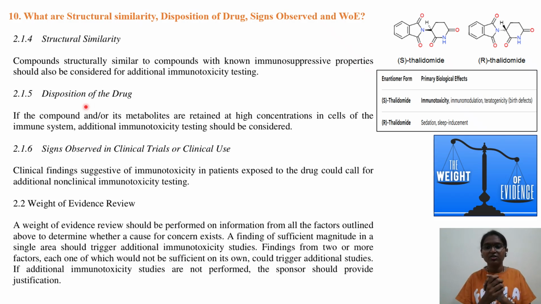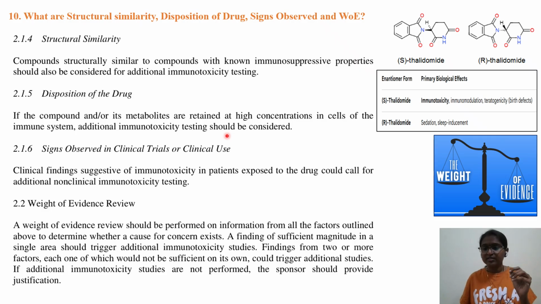So in the case of these drugs also, you have to check whether the drug is going and depositing in your thyroid gland, whether it is depositing in your bone marrow, or in the thymus. These are the immune function organs. If the drug gets deposited in these immune system organs, then there is definitely a potential concern for immunotoxicity. If the compound or the metabolites are retained at higher concentrations in the cells of the immune system, an additional immunotoxicity study should be considered. So this is another red flag you have to remember.